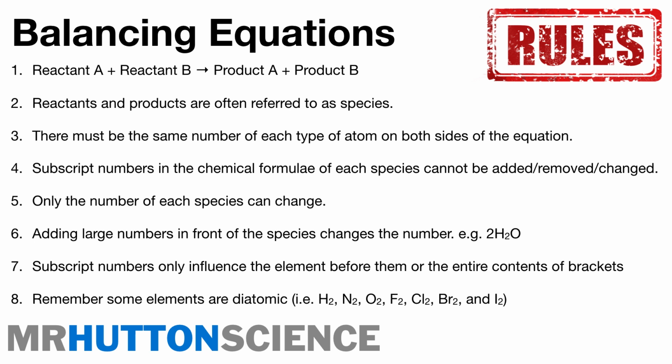Also remember that some elements are diatomic. So in their elemental form, hydrogen, nitrogen, oxygen, fluorine, chlorine, bromine, iodine, they're all diatomic, so they go around in pairs. Quite often students will forget this, and when they're trying to balance an equation where one of these species is involved, because they haven't made it diatomic, they find it very difficult to balance the equation.